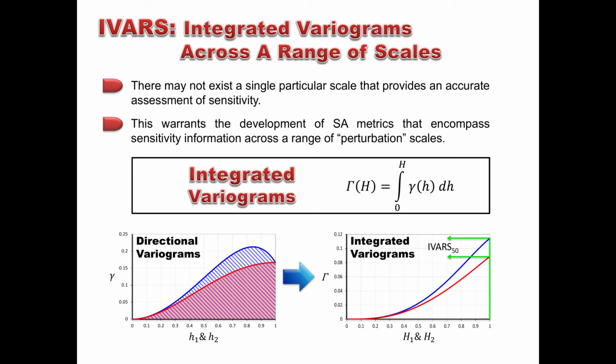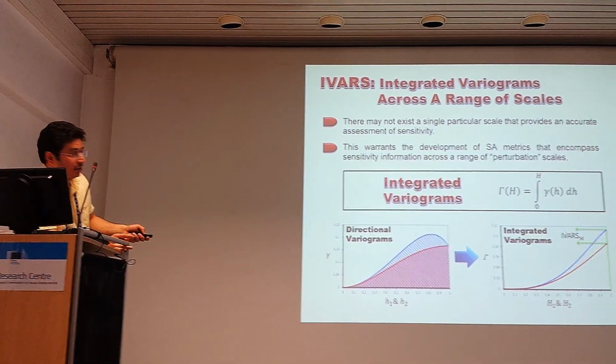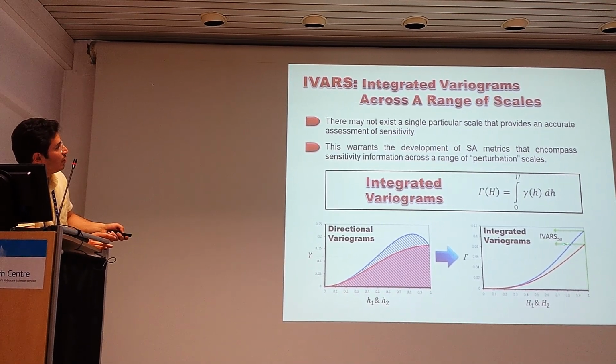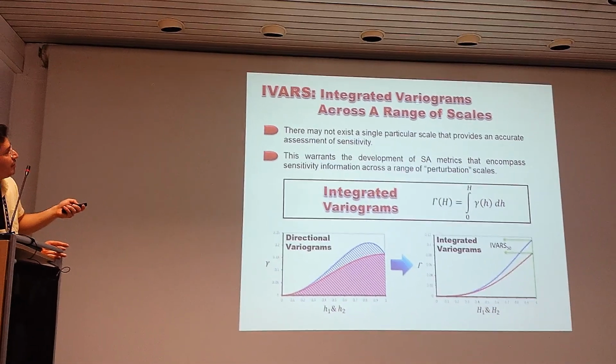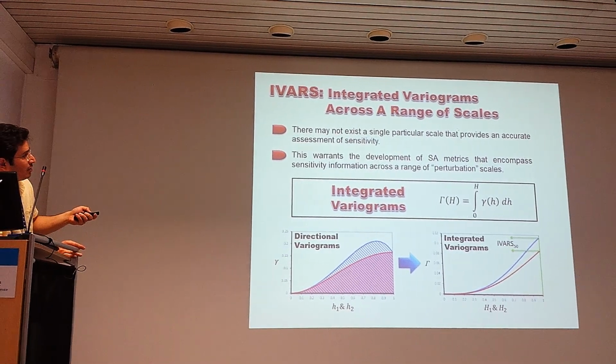So to have a global metric for sensitivity analysis, just to recap, we do variogram integration, and variogram integration is equivalent to taking the area under the curves, right? So, for example, this point at the end corresponds to the area under the two curves, right? And the blue one is obviously significantly higher. So this is a metric that we define called VARS, which stands for integrated variograms across a range of scales.